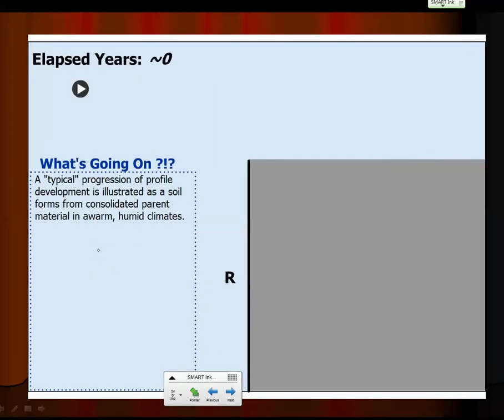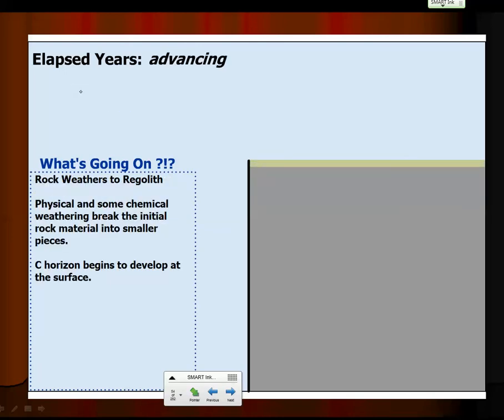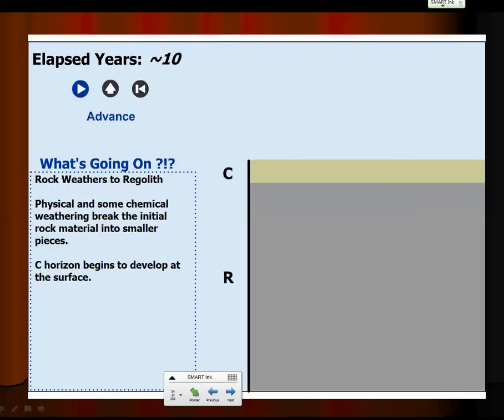All right, let's see if this thing's working today. So elapsed time, 0 as we go through. We're advancing into 10 years of time. What's going on? The rock is weathering to regolith. We have our C horizon and our regolith, which is just the bedrock. Let's continue on.